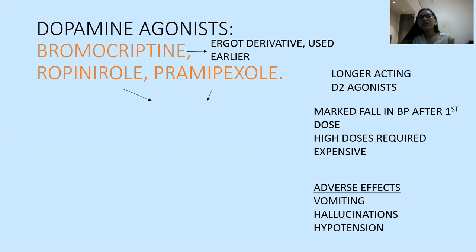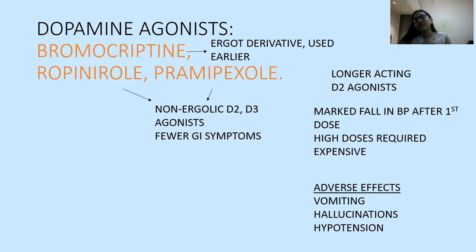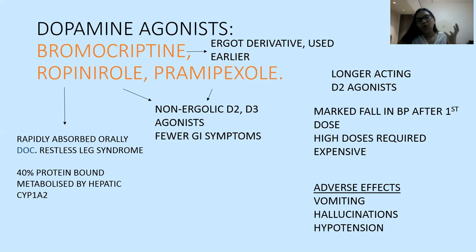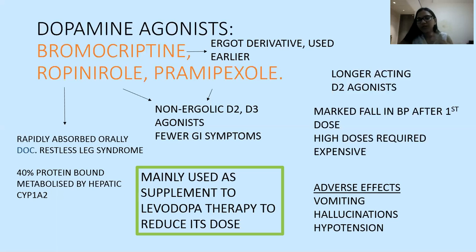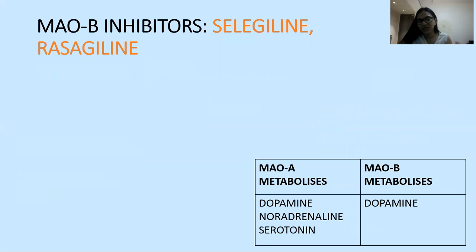But nowadays, ropinirole and pramipexole, they are non-ergolic and they cause very few GI symptoms, especially ropinirole, which is also the drug of choice for restless leg syndrome. However, because of the various adverse effects, we mainly use this as a supplement to levodopa therapy so that the levodopa dose goes down and the on and off phenomenon and other adverse effects of levodopa are reduced.